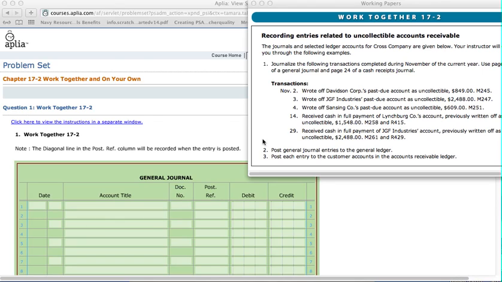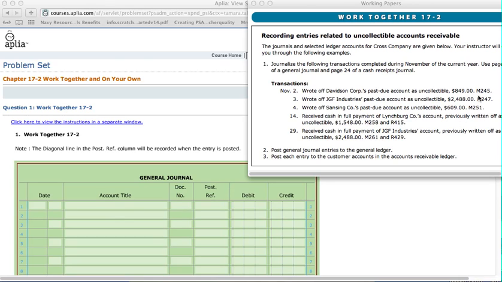In this problem, we are going to record the entries related to uncollectible accounts receivable. The journals are selected below. Number 1, journalize the following transactions completed during November of the current year. Use page 15 of a general journal and page 24 of a cash receipts journal. So the first one, on November the 2nd, you wrote off Davidson Corporation's past due account as uncollectible, 849, memorandum 245.